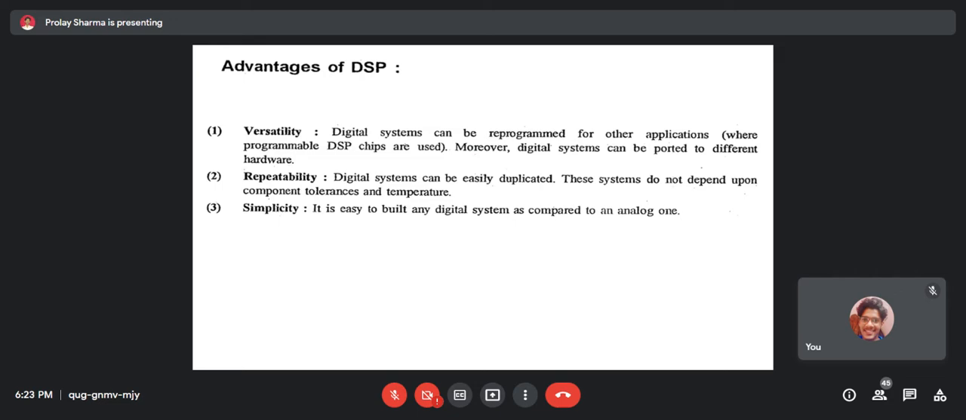So, advantages of DSP. There are numerous advantages of DSP, but the main three advantages are listed here. First one is versatility, repeatability, simplicity.